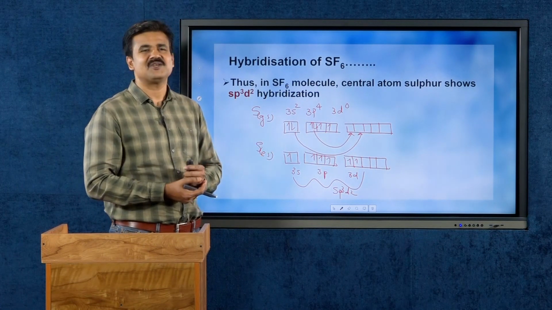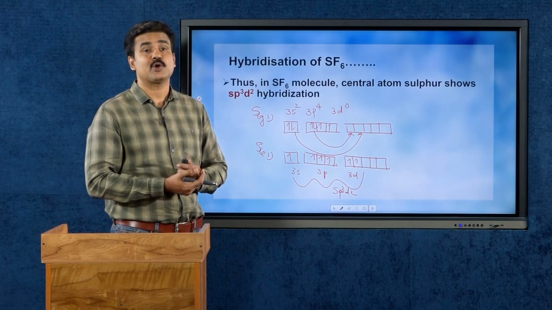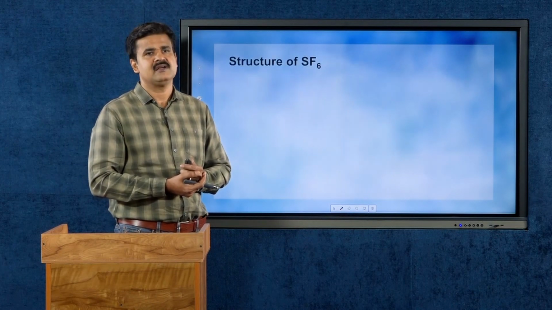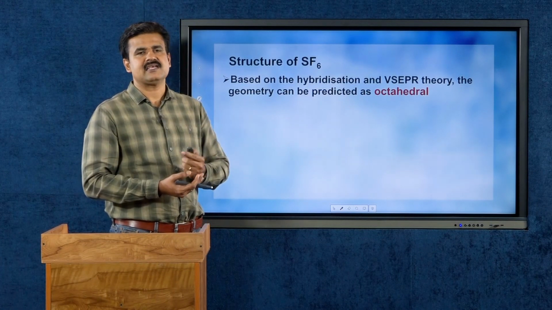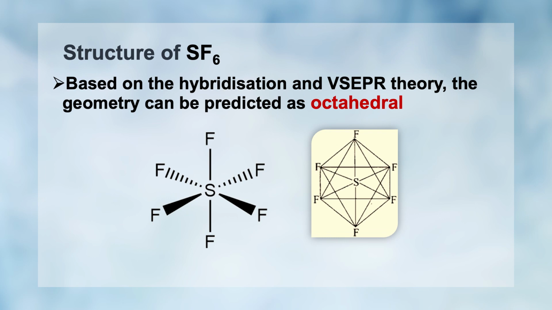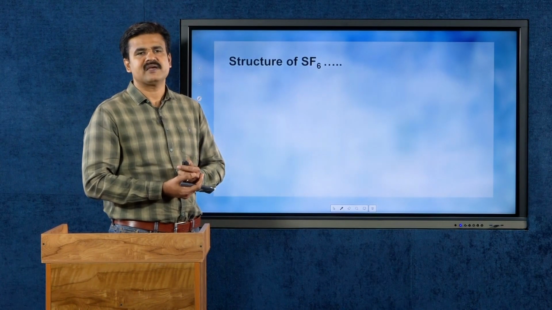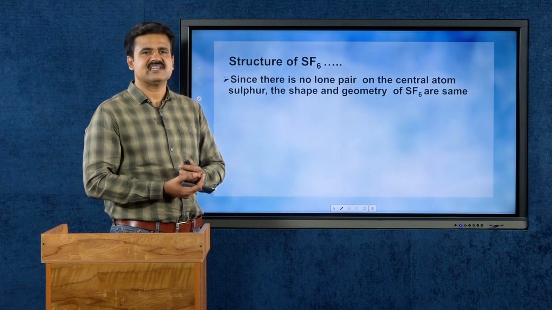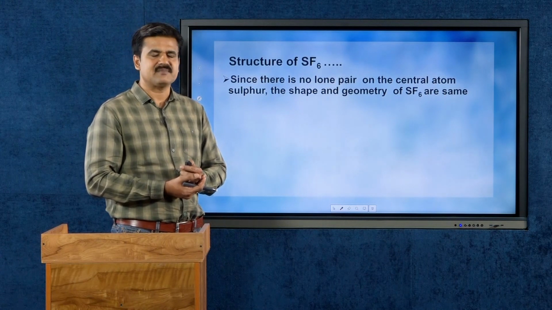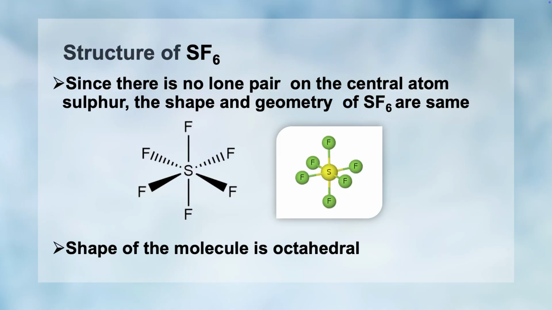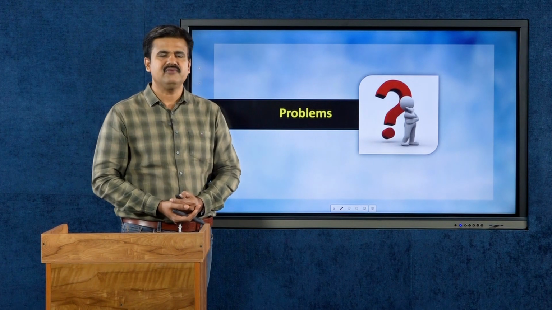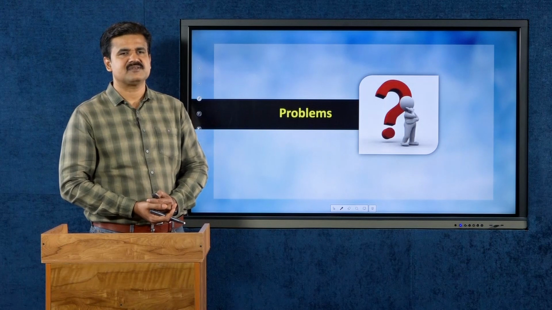From this electronic arrangement, you can see there will be no electron pairs or lone pairs present on the central atom sulphur. Thus, based on hybridization and geometry, VSEPR theory, it is clear that the geometry of the molecule will be octahedral, and since there is no lone pair of electrons on the central atom, we can say that geometry is the same as shape, or geometry is the same as structure, and hence the structure of the SF6 molecule is also octahedral. Now we can have some problems based on the concept we have learned.